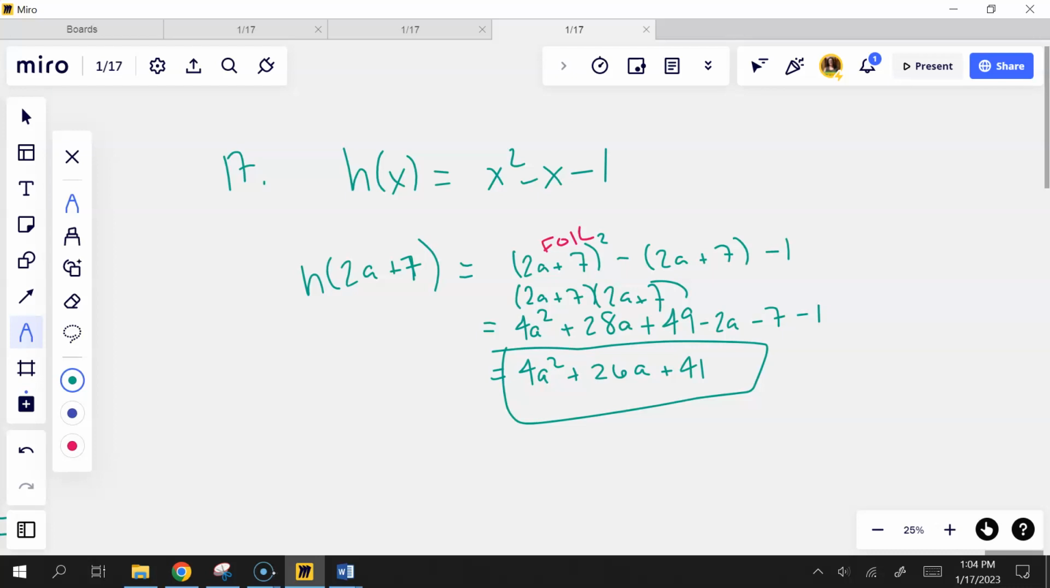Or plus. If it's a plus, then you can. You have to FOIL whether it's plus or minus. If it's multiply, you can distribute them.